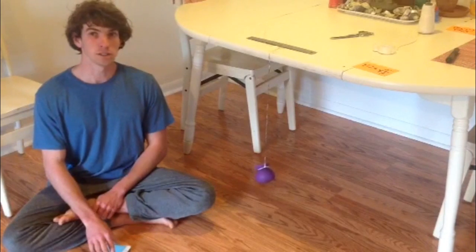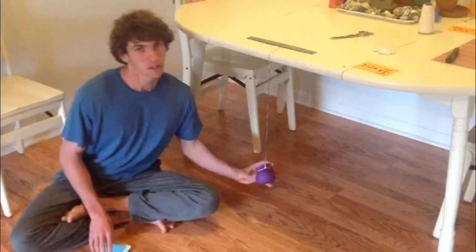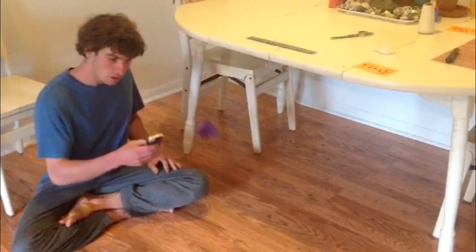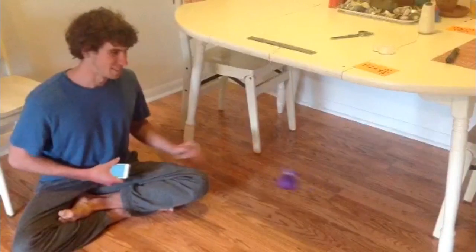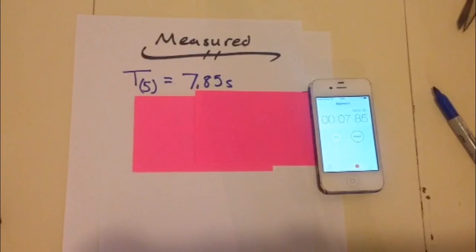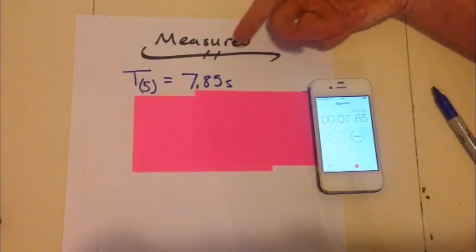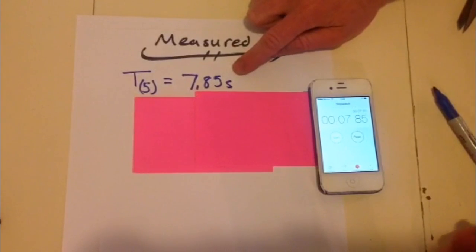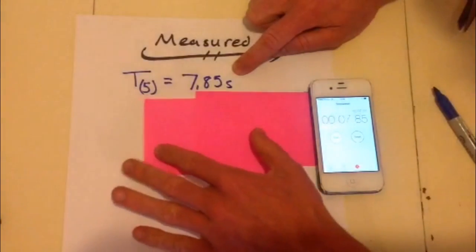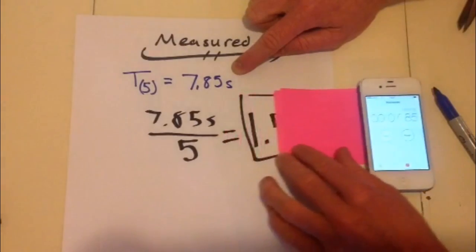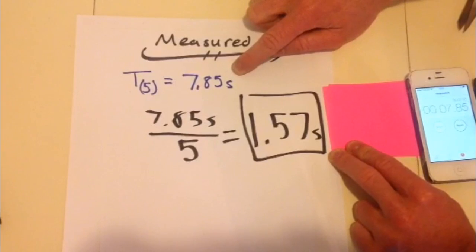We're now going to measure the period of our pendulum. To do this, we're going to raise it to some amplitude, let go, start our timer, and stop it. For 5 period swings, our stopwatch measured 7.85 seconds. Now if we divide this by the number of trials, which would be 5 periods, we end up with 7.85 seconds divided by 5 equaling 1.57 seconds.